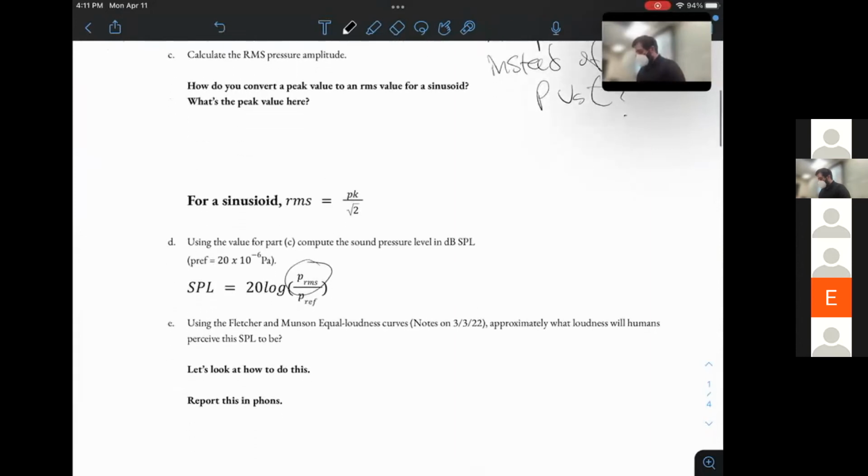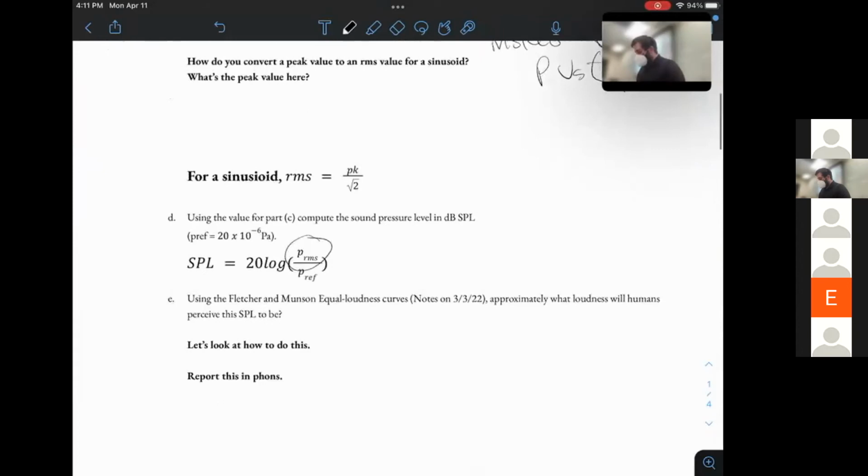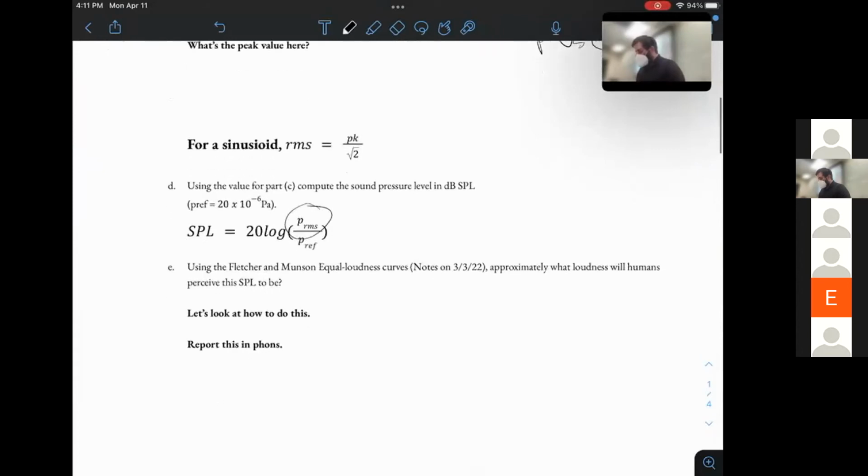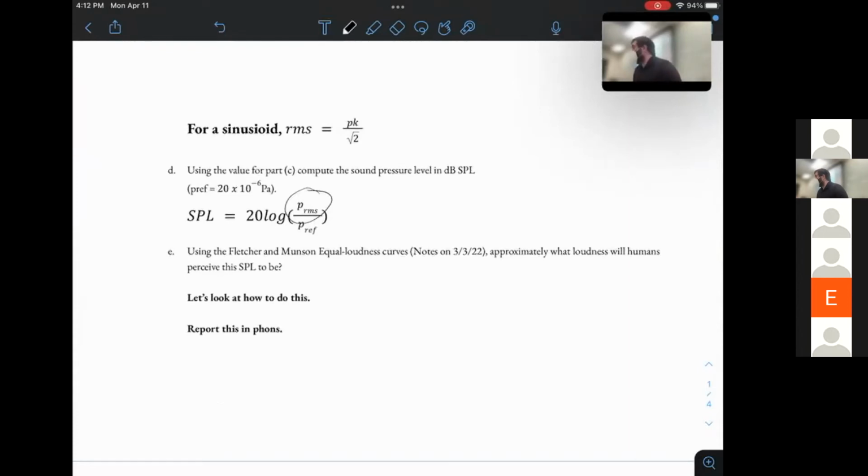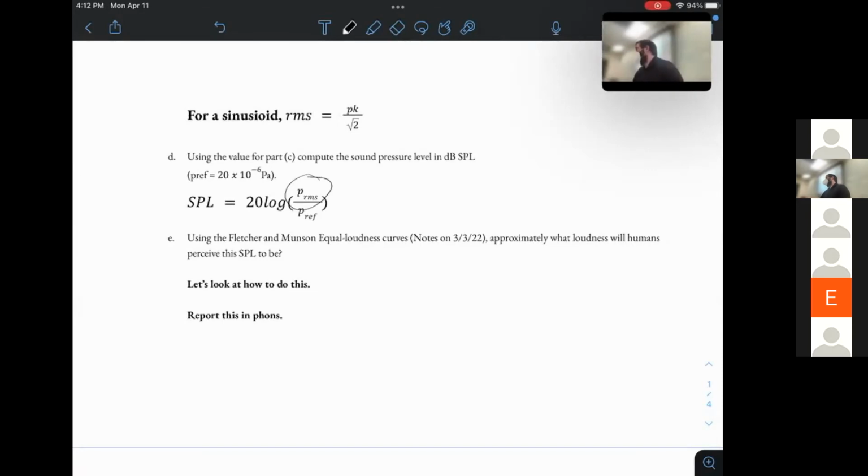Using the value for part C, compute the sound pressure level in dB SPL. Know how to do this sort of stuff. I mean, these are really just equations, but decibel measurements in general are worth knowing how to do, and they're really just ratios, right? It always involves a ratio. You always have some reference, even if it's implied, right? That's why in sound we have things like dBVU or dB full scale or whatever. Those are references to those points.